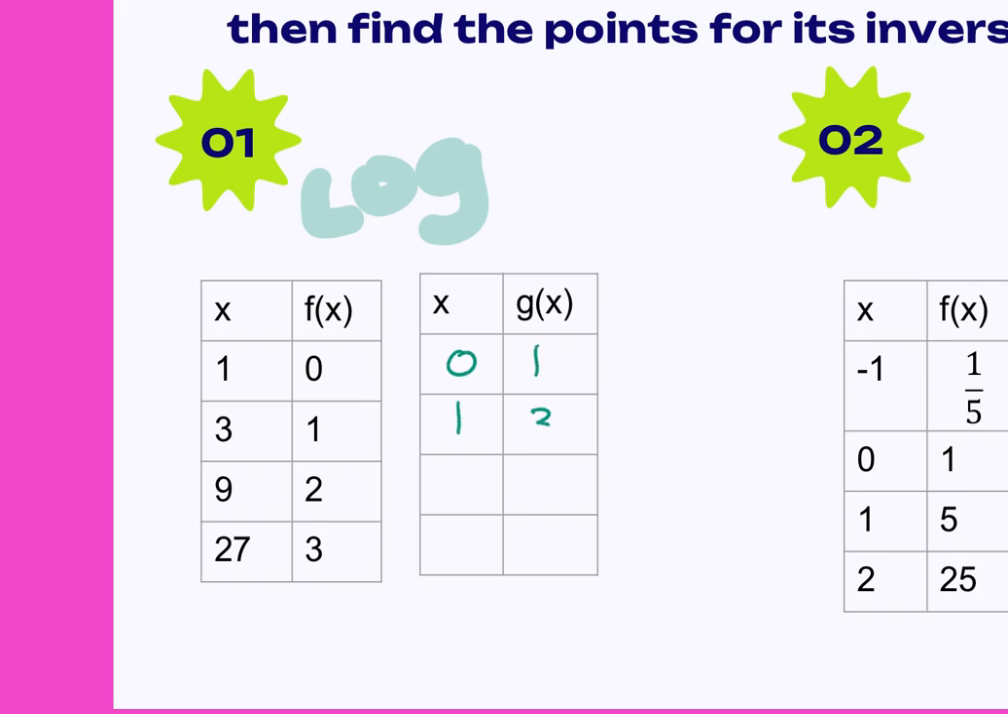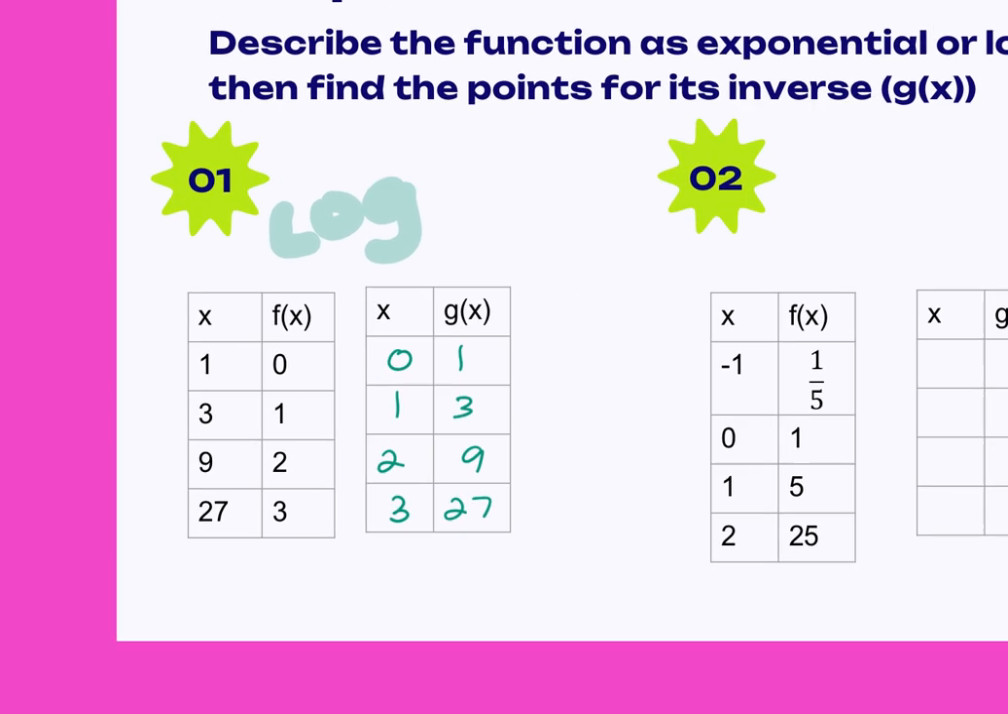0, 1, 1, 3, 2, 9. So that would tell you what kind of function the output is. The inverse is exponential. Good. All right, go to 2.